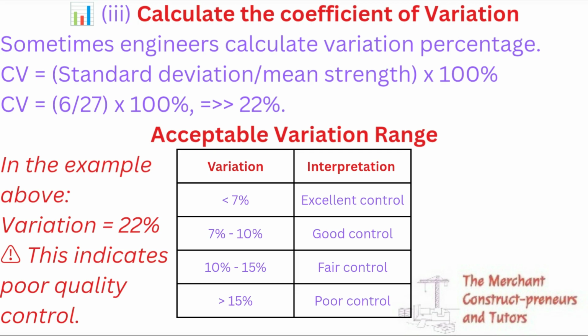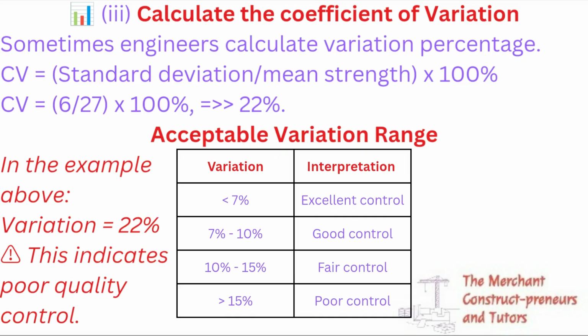For the acceptable variation range, a variation less than 7% is excellent control. Variation between 7% to 10% is good control. 10 to 15% is fair control. Greater than 15% is poor control. So in this example, the variation is 22%, so this indicates poor quality control.